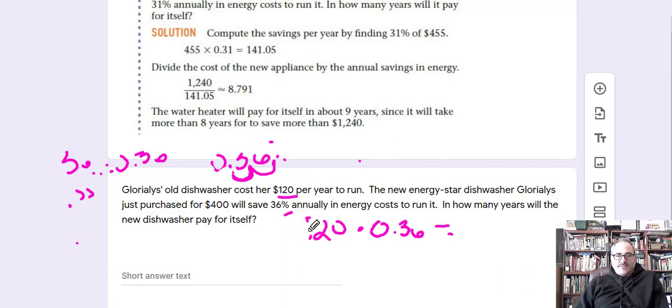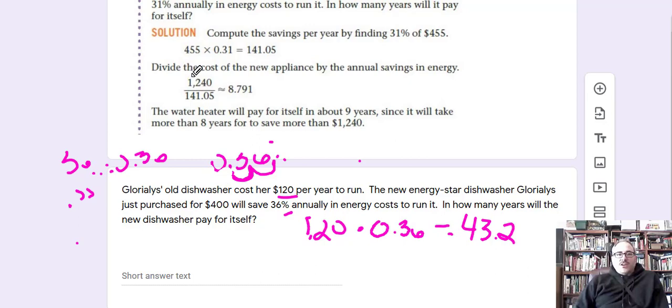This was 120, right? Alexa, what's 120 times 0.36? 120 times 0.36 is 43.2. Okay, so this is how much she's going to be saving each year. Over here, we found 31%, converted it into a decimal, multiplied it by how much it costs to run per year, and got this number. It's a different number, obviously, but we used the same process to derive this number. Okay, and now look what we did over here.